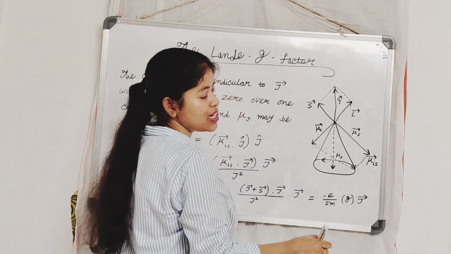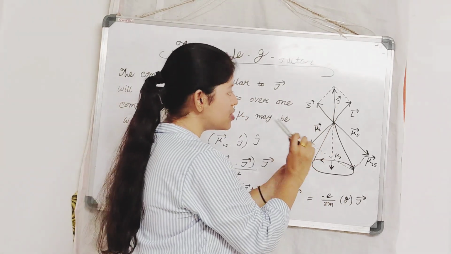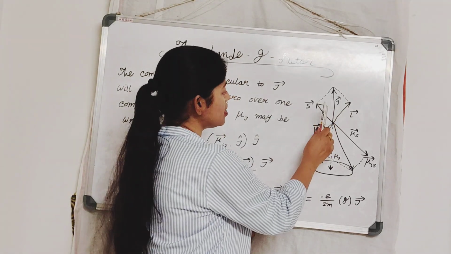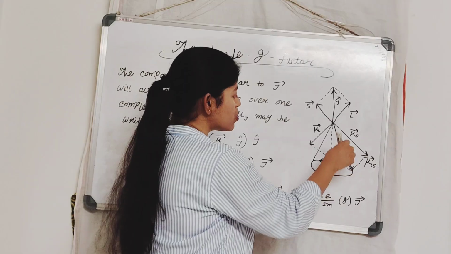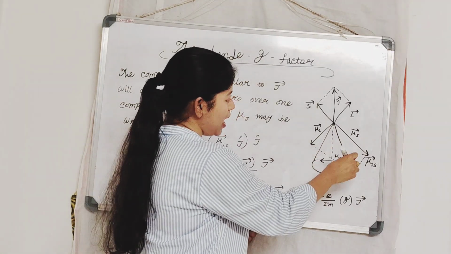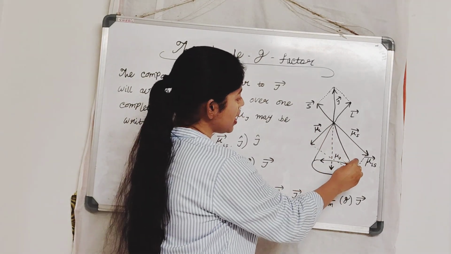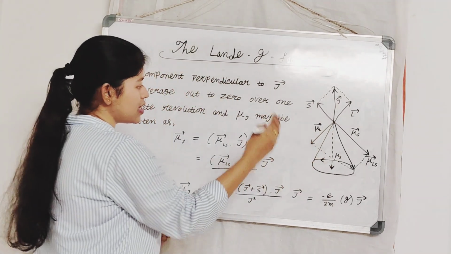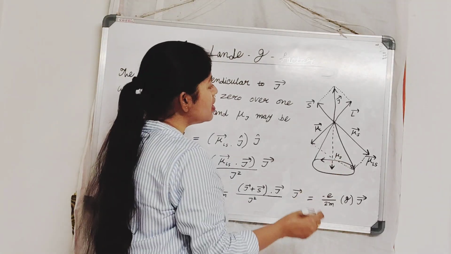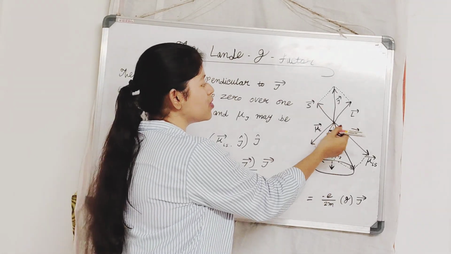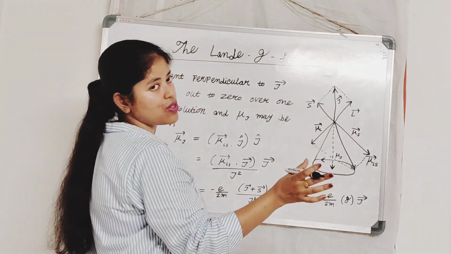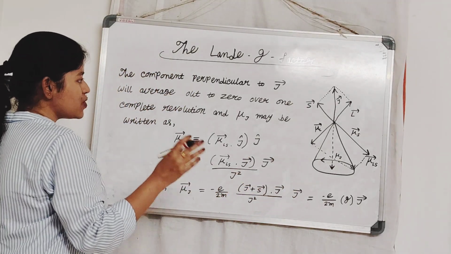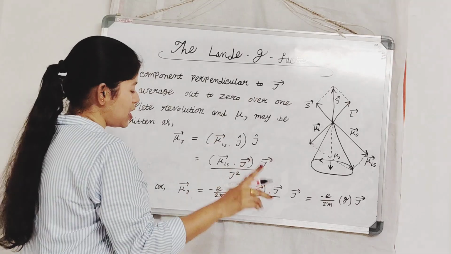But as we know, L and S will precess around J. This L vector and S vector are precessing around J. That's why μLS will also precess around J, and that's why it will have two components: one along the J vector or minus J vector, and another perpendicular to the J vector. The sum of that perpendicular component will be 0 due to one complete revolution. So it will have effectively one component.